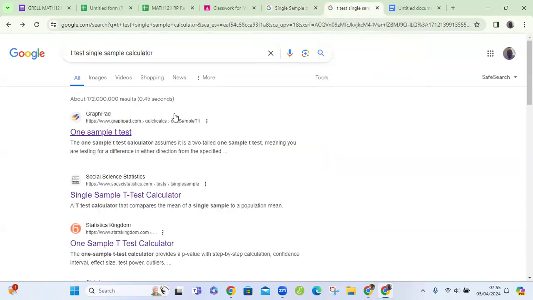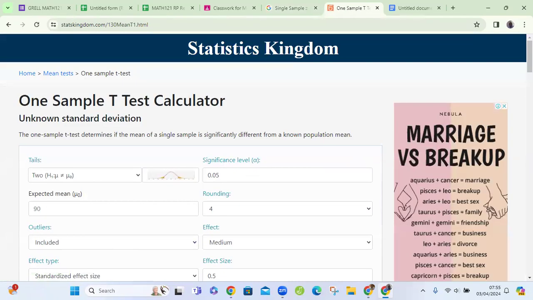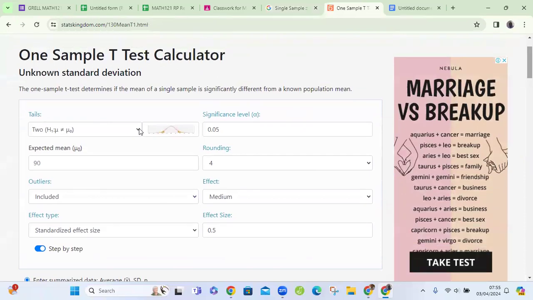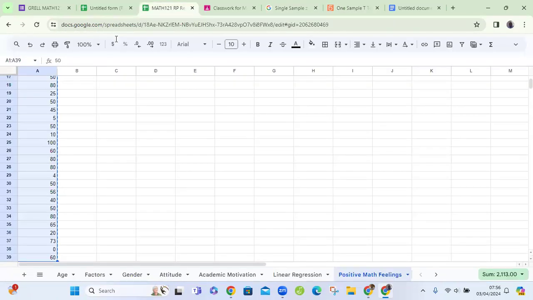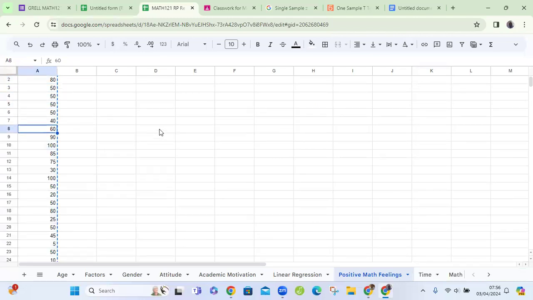And we go to the t-test calculator, we type t-test single sample calculator. And let's take a look at the statistics kingdom. It's kind of more user-friendly. So our tail now will be right tail, because that's what was stated for research question number 4. Now we need the expected mean, so we need to calculate the sample mean to develop a hypothesized mean that makes sense with regards to our alternative. Remember, we are saying that the population mean is greater than a certain value.